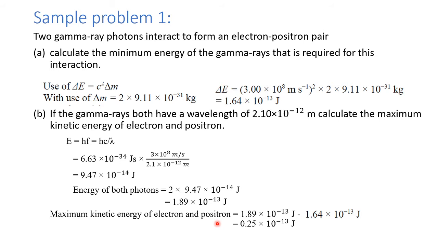If you want the kinetic energy of one particle, this has to be divided by 2, but here it is given as the electron and positron total kinetic energy, the extra kinetic energy after pair production. So take the total energy of the photons and subtract the rest mass energy, and that difference is converted to kinetic energy.